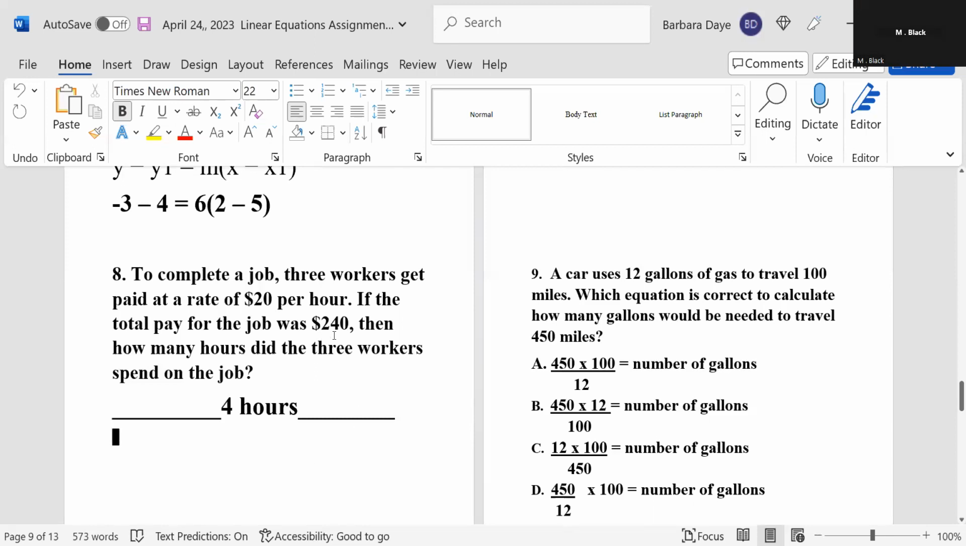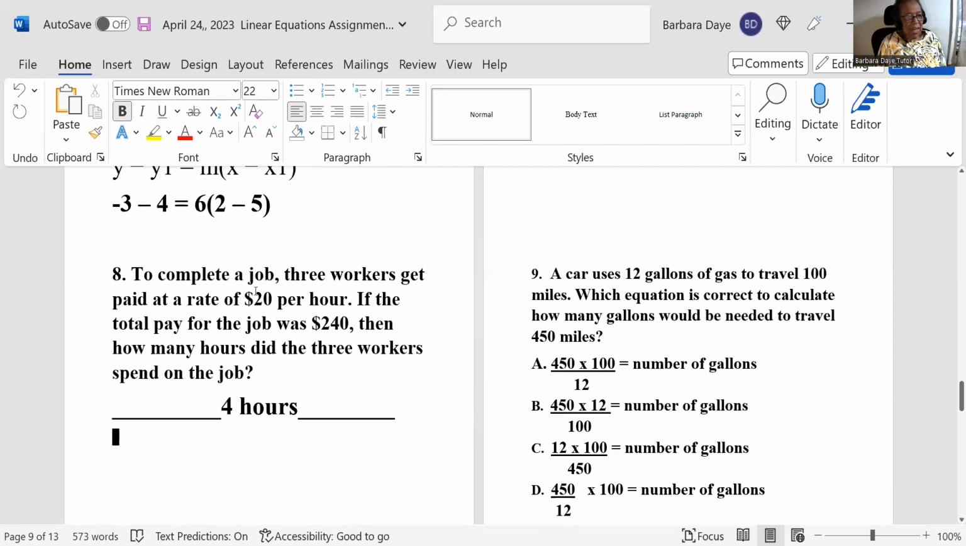Yes. And you could take the 240 and divide it by 3, and they each got $80, divided by 20. I did it too, miss. 4 hours. So there's a couple of ways you could do it. 240, and if they're all getting the same rate, they're gonna be paid the same amount. So 240 divided by 3 people is $80, and divided by 20, that gives you 4 hours. That's your answer, 4 hours.